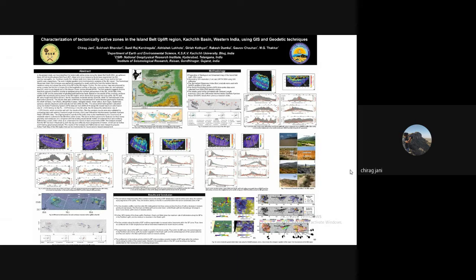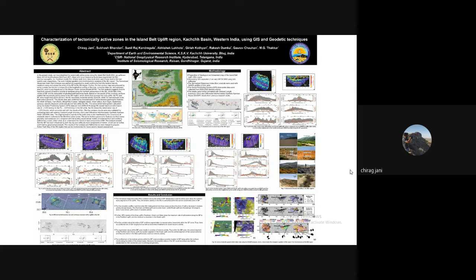Further, we also tried to decipher which uplift, among the uplifts, was showing much more activity. From the KSN value, we found out that the Pacham Island is showing much more neotectonic activity in the whole of the island belt region, followed by Bela, Khadir, and then Chorar Island. So this was the ordering of the tectonic activity.